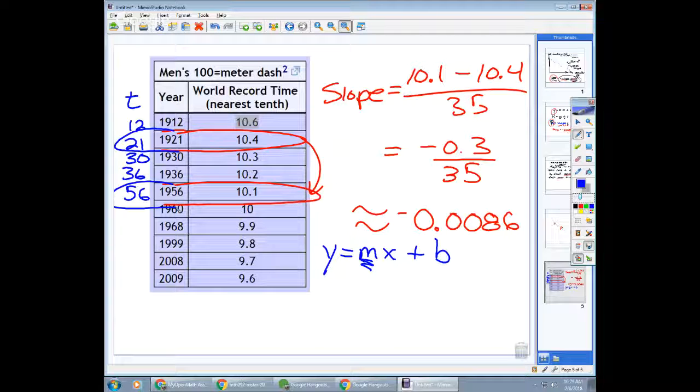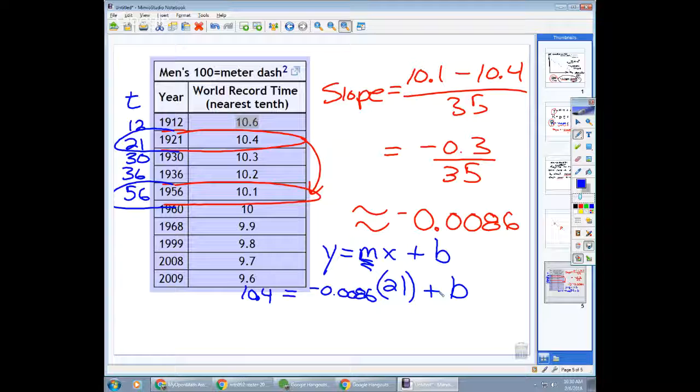So which point do you want to pick to find b? The first point or the second point? First one? Okay. So that means I'm going to plug in 21 for my x. m, we just calculated, that's the negative 0.0086. And then if t is 21, what does y have to be here? That's going to be the 10.4. And then we can solve this for b.